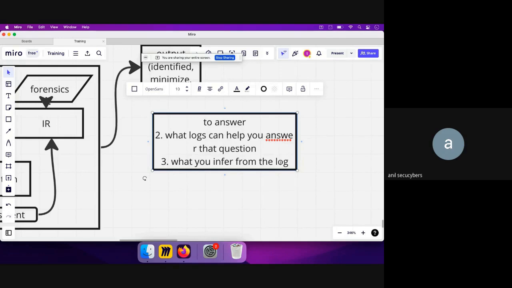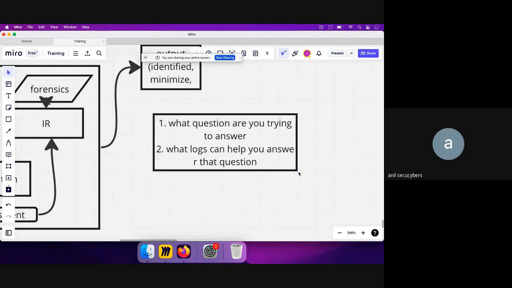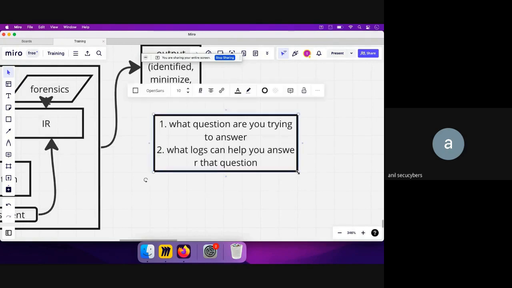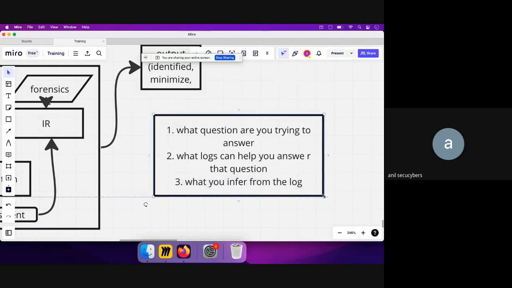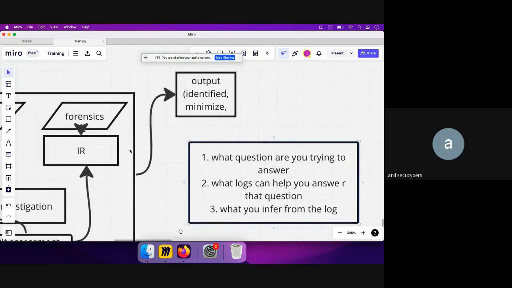So for any kind of forensics, if you approach any forensic investigation using this three rule book, you will never face any issue. First, you ask the question why we are going to do this. Then you see what logs can help you answer that question, and then you figure out what you can infer from that log. If you keep these three things in mind, you will never face an issue when approaching any kind of forensic investigation.